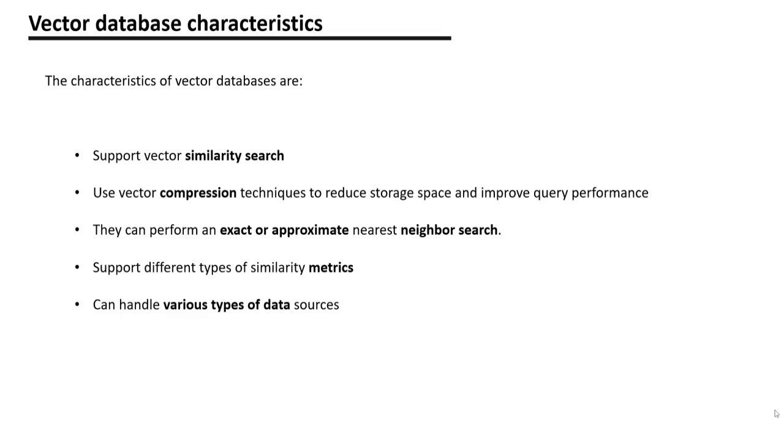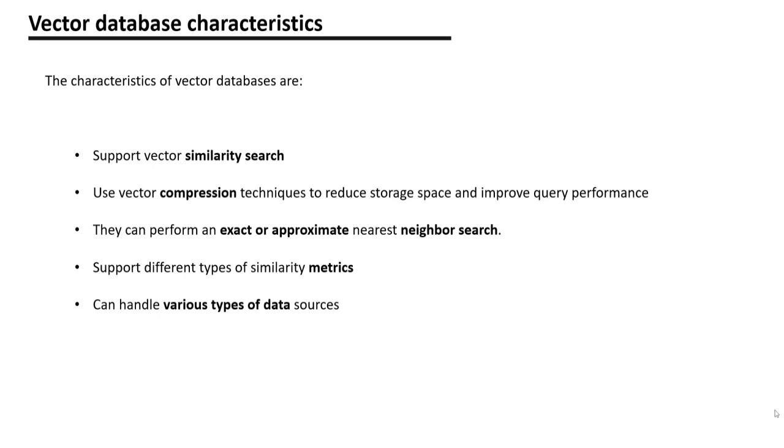Regarding the features of vector databases, several points stand out. First, they support vector similarity search, which identifies vectors closest to a specific query vector. According to the similarity metric, this process will yield a list of the most similar vectors. Vector similarity search is beneficial for applications such as image search, natural language processing, recommendation systems, or even anomaly detection. Moreover, vector databases use vector compression techniques to reduce storage space and improve query performance.